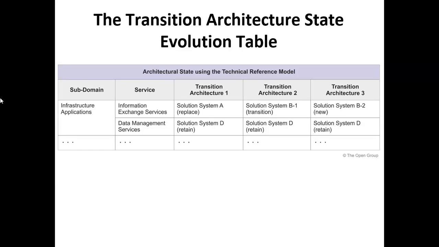Now, if you look at the first one here, the infrastructure application subdomain, the first one will go with the service information exchange service. In transition one, your solution system A has to be replaced. Transition two, solution system B1 is in transition. Transition 3, you have a new solution. Got it? So what they're trying to say is, how did it happen from the requirement to the final solution? How did it evolve?